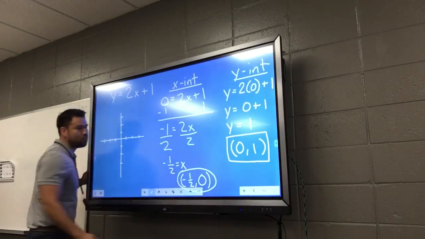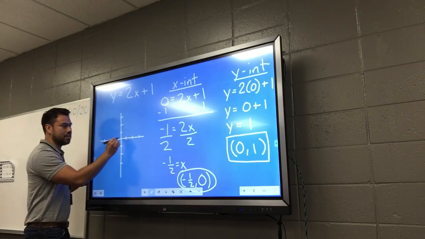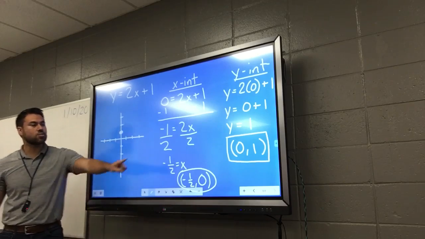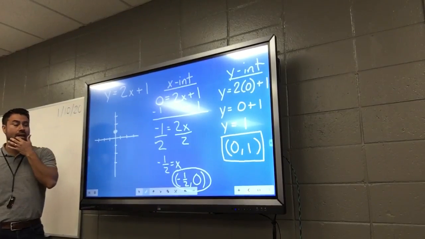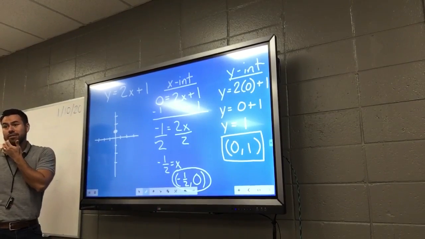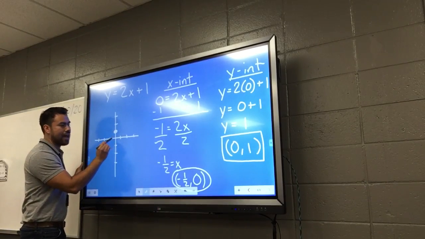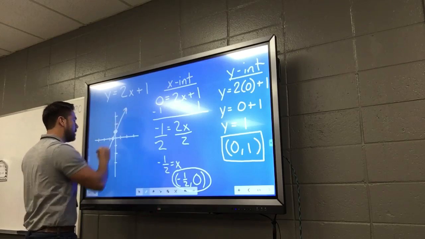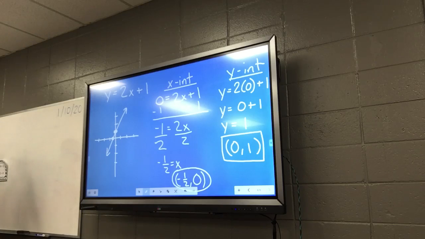All right, how many of you realize that this line has to have 0, 1 in it? Why? Because this line's y-intercept is 0, 1. So it has to cross that point. What's the other point it has to cross? Marshall? Negative half, 0. So negative half, 0 right there. Connect the two dots, and you now have a line.